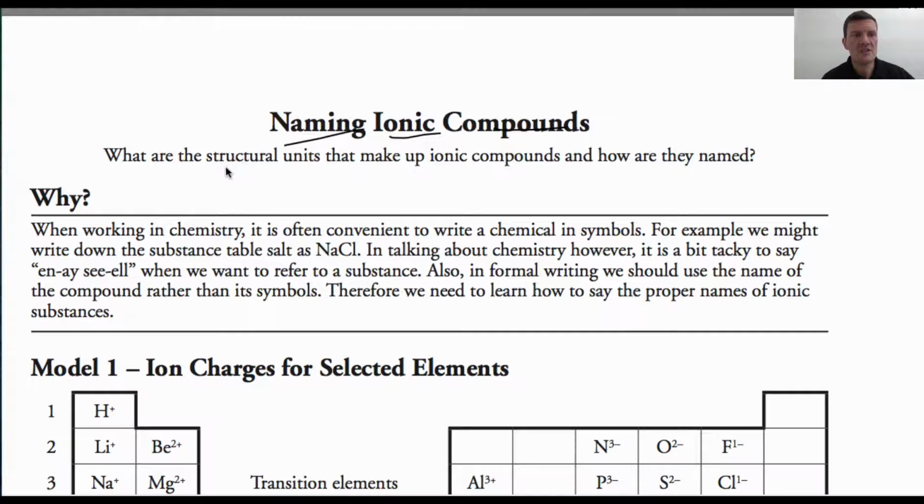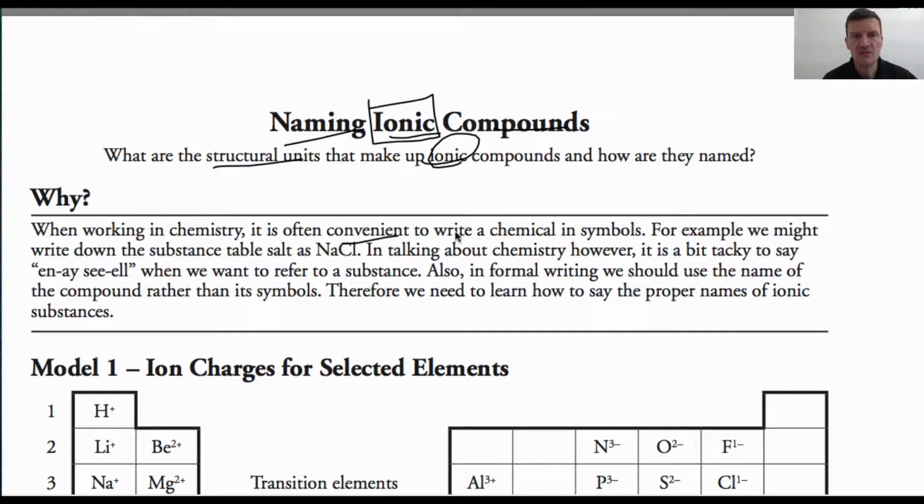We're going to be answering this question: what are the structural units that make up ionic compounds and how are they named? Now, this particular video is specifically talking about ionic compounds. So we're going to talk about ionic compounds, and we're going to be talking about covalently bonded compounds. So just keep that in mind. There are two separate ways to name things, and today, in this video, we're going to be looking at ionic compounds, which I'll explain how you can identify very easily and quickly what is an ionic compound.